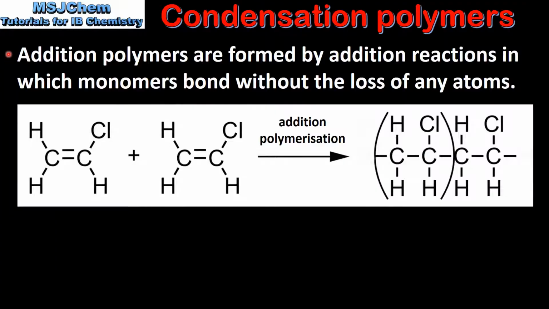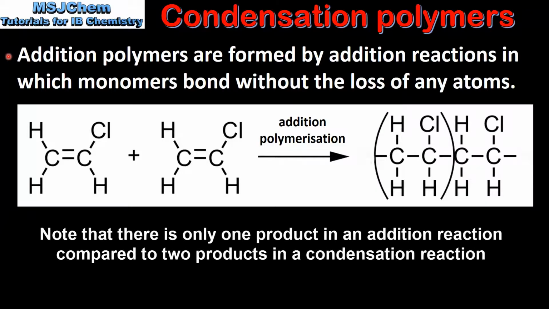Finally, we'll have a look at the difference between a condensation polymer and an addition polymer. Addition polymers are formed by addition reactions in which monomers bond without the loss of any atoms. So here we have the reaction between two monomers to form an addition polymer. Note the presence of the double bonds in the monomers.